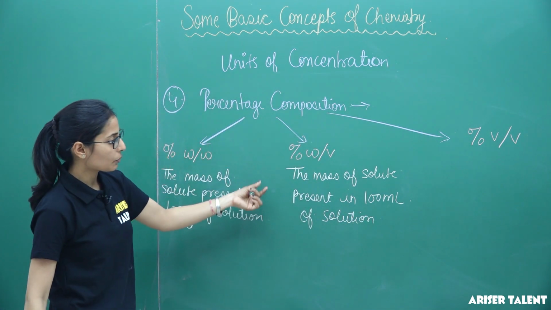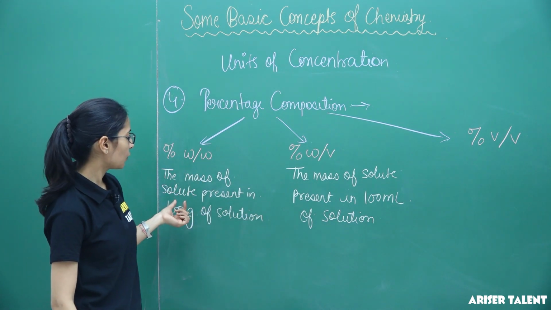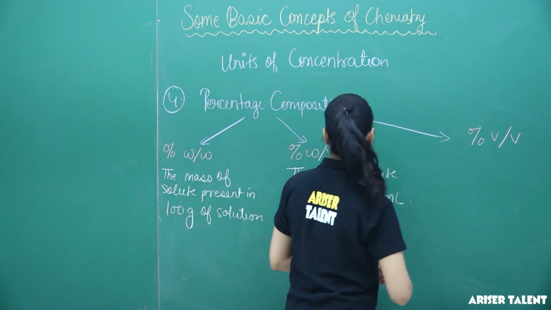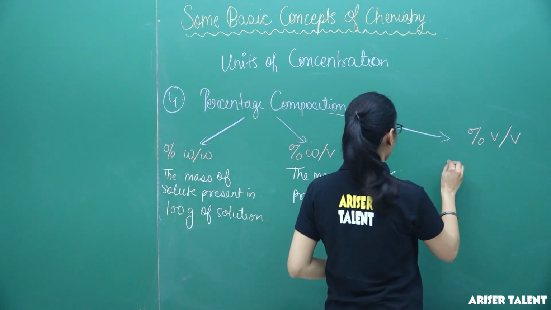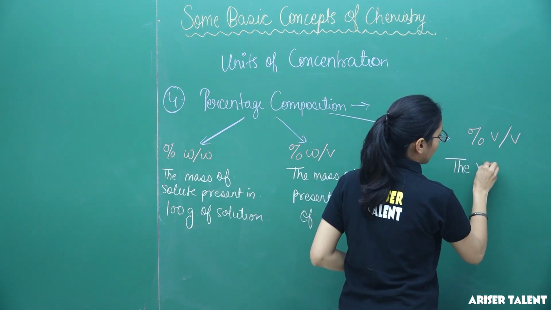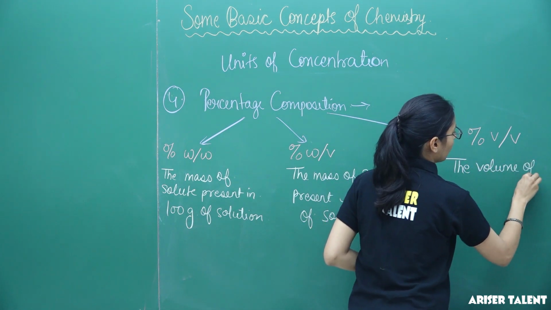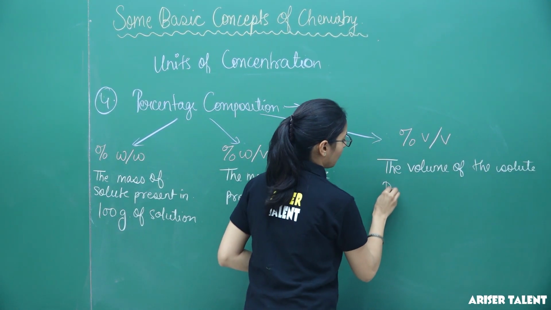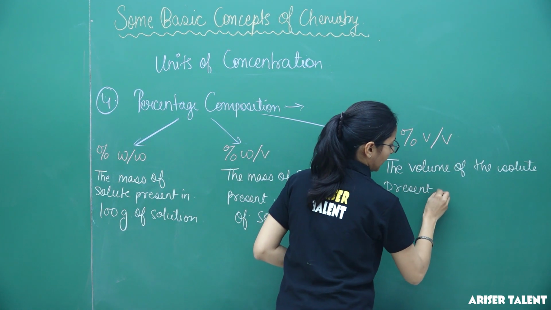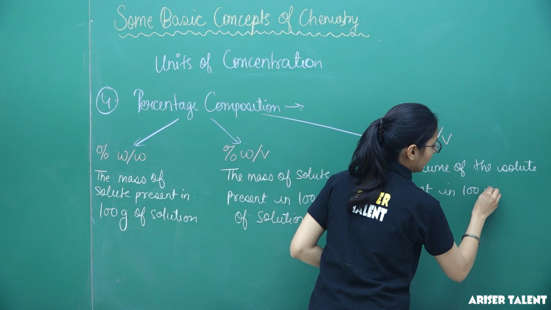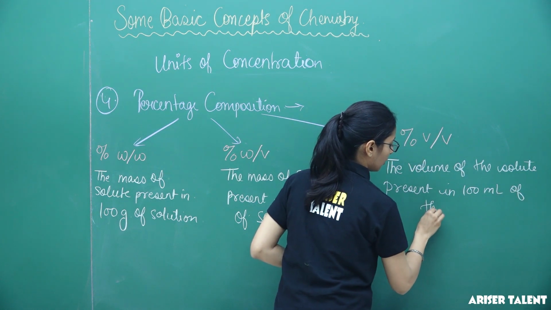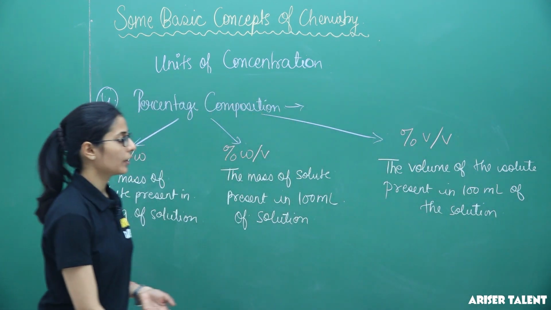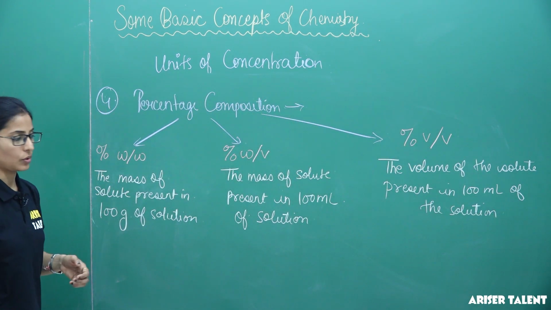So, the mass of the solute present in 100 ml of the solution, and here it was the mass of the solute which is present in 100 grams of the solution. So, the third one is volume by volume. It is quite obvious. Now, here we have to write the volume of the solute present in 100 ml of the solution. So, these are the three definitions that we have achieved from the percentage composition.